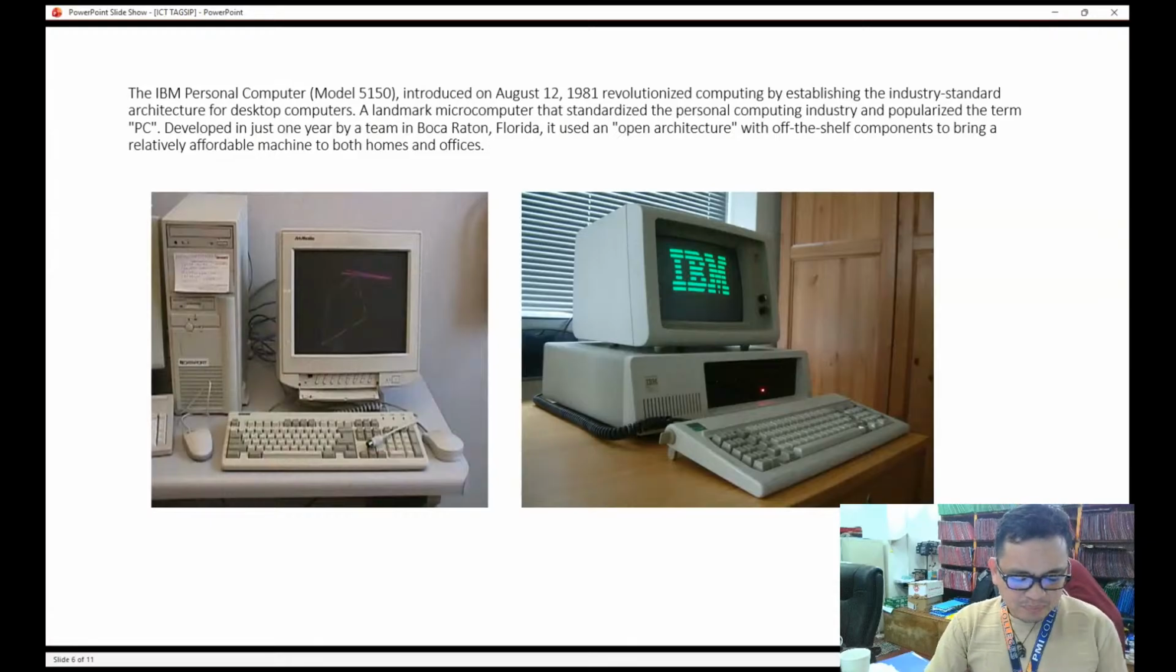Then, this is in 1981. IBM's PC was also developed with Bill Gates, who provided the operating system, Microsoft, for the IBM.